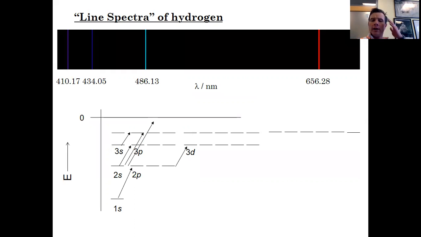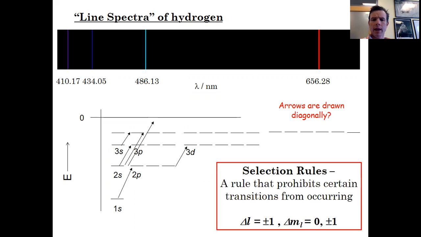If you were to ever see an energy level diagram for hydrogen, or really any atom, in which you are showing the transitions which produce these lines in the spectrum, you'll often see them drawn as diagonals. So the question is, why do we do that? Why do we draw the lines diagonally? And here's the answer. It's an example of a selection rule.